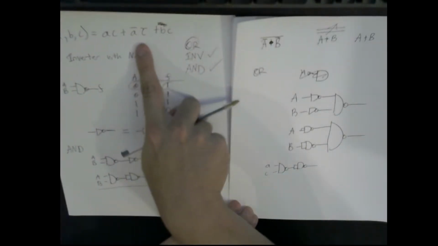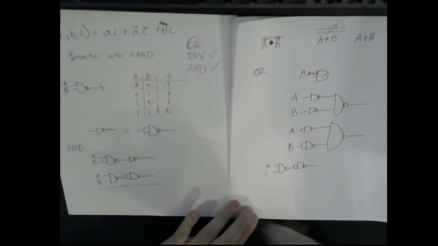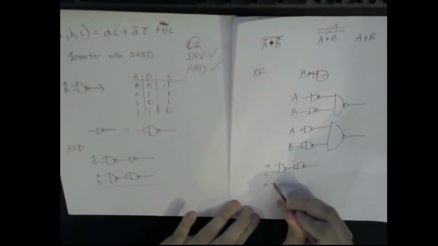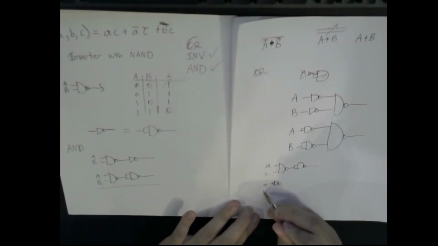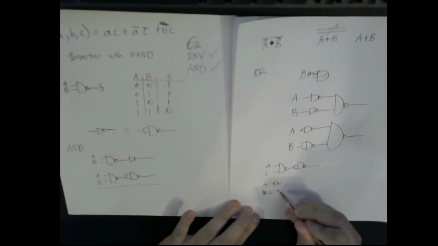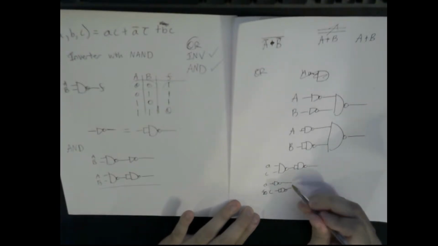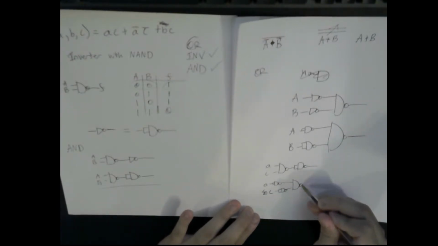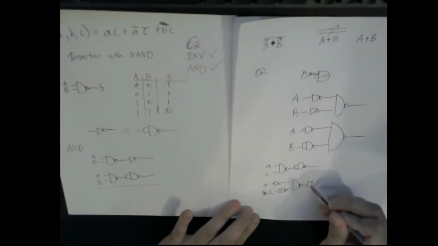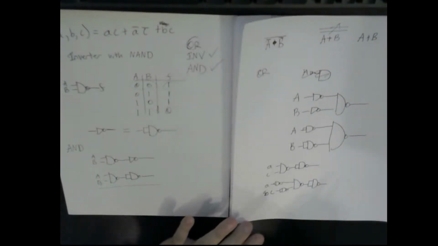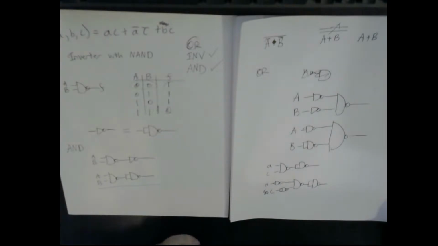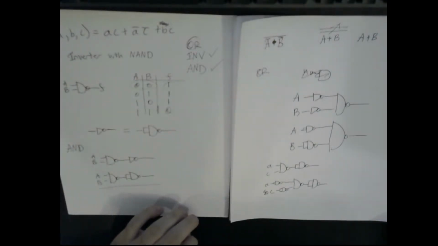How about this A naught, C naught term? Well, we're going to invert these first. Should be C. We're going to put our NAND inverter on those, and then feed that into a NAND. Then invert it again to make it behave like an AND. Alright, we got that one done.